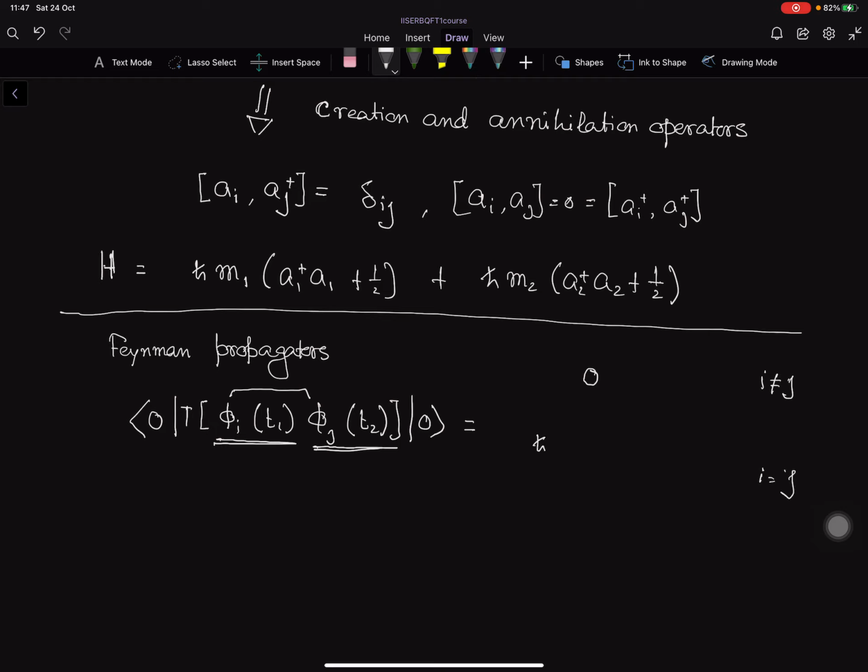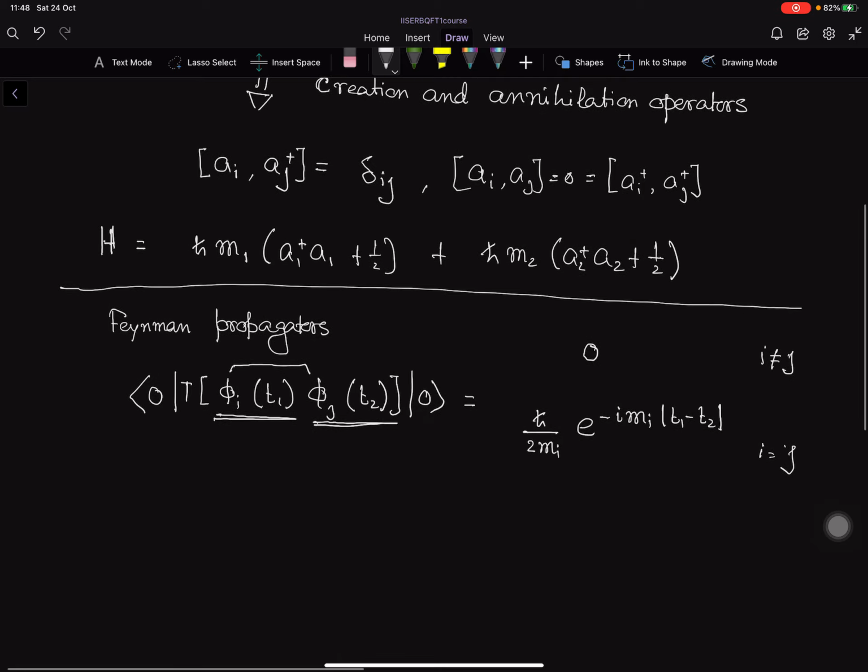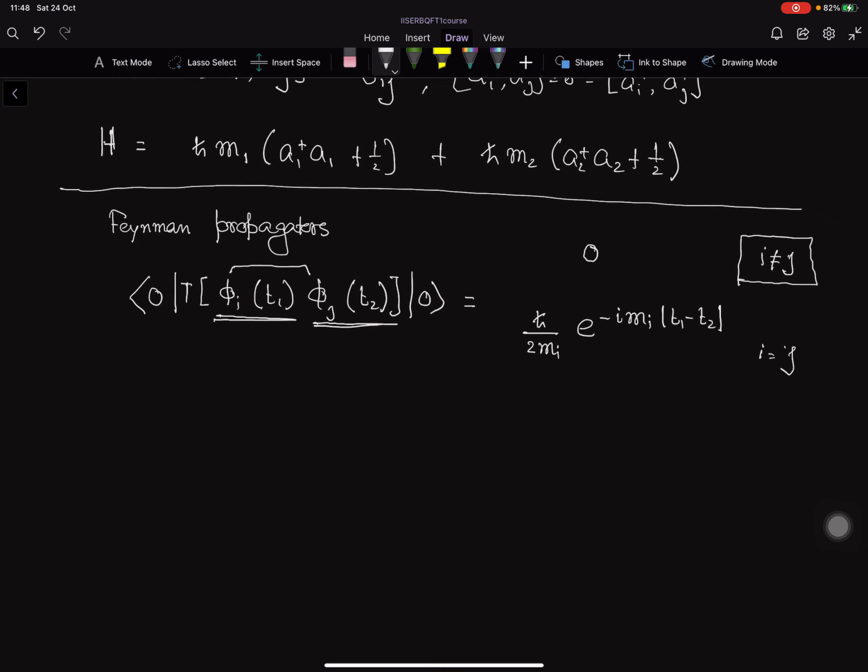And when i equals j, this just becomes h bar over 2 m_i times exponential of minus i m_i (t1 minus t2). So this is for i equal to j. This is a simple thing. For i not equal to j, it is straightforward to check that the propagator is simply 0. The essential reason for this is that a1, a2 dagger equal to 0, which is the same as a2 dagger a1.